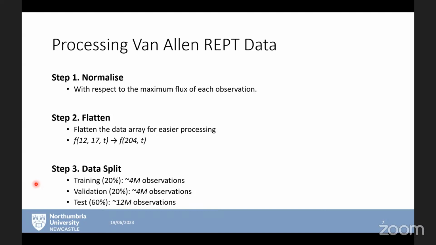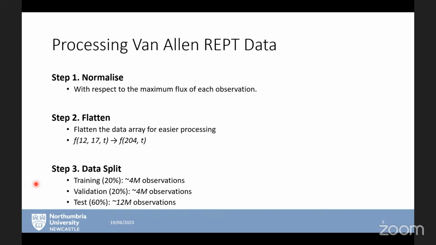And when using machine learning, it is good practice to split your data set into a training, validation, and testing set. And by doing so, we took a 20-20-60 split, meaning for our training and validation sets, we have approximately 4 million observations in each, leaving approximately 12 million observations for our testing set.